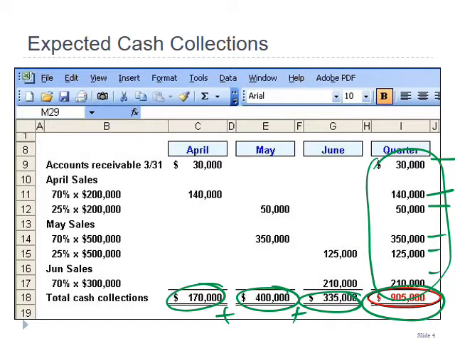So in the month of April, how much cash is collected? 30,000 coming from March sales, and 140,000 coming from April sales. So in April, 170,000 cash is collected.